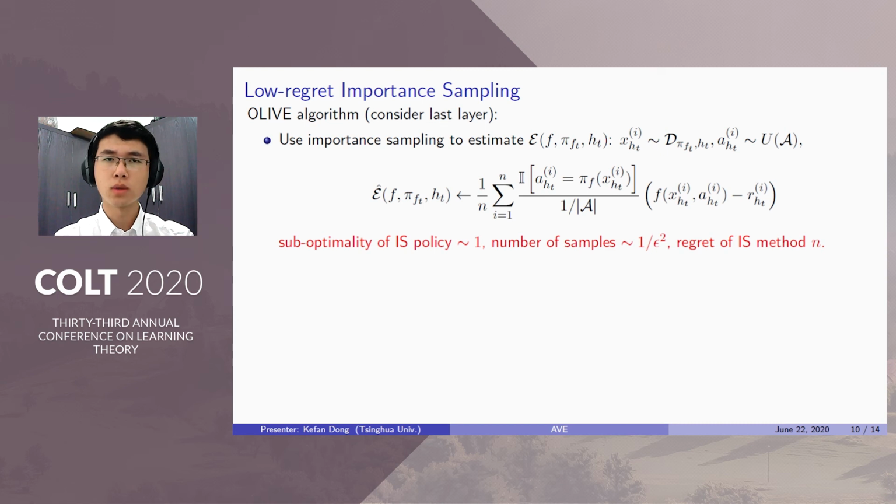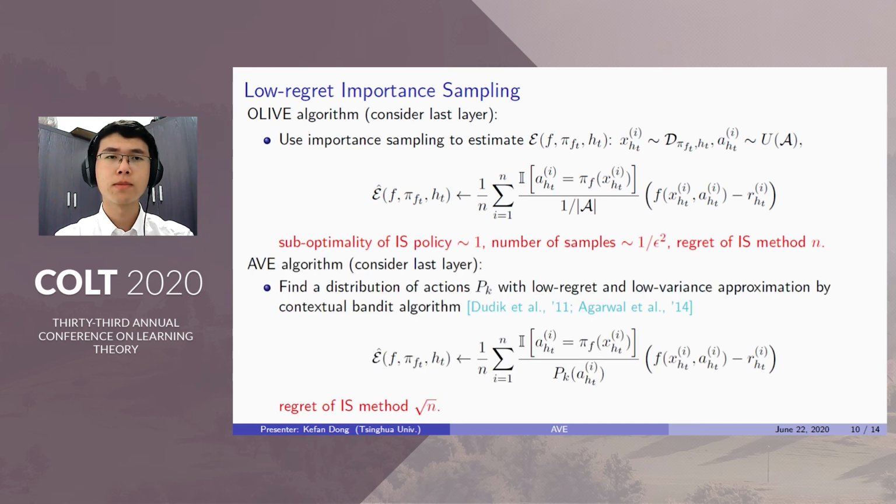So we need a low regret, low variance approximation method, even if the state space can be infinite. And this is a contextual bandit problem. At a higher level, a contextual bandit algorithm can compute a low regret, low variance approximation of the Bellman error when the horizon is 1. So the regret of the importance sampling step is bounded by root n instead of n.